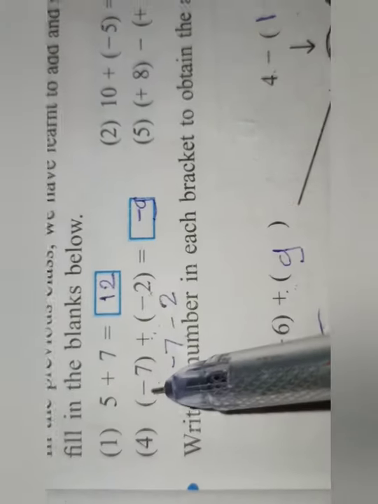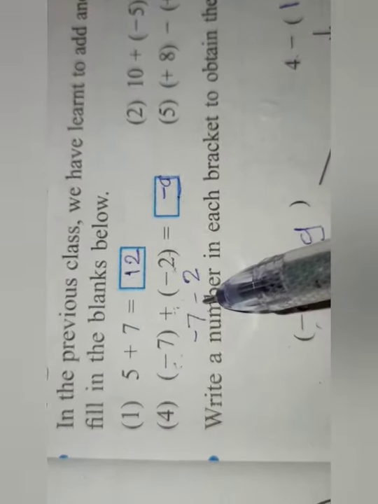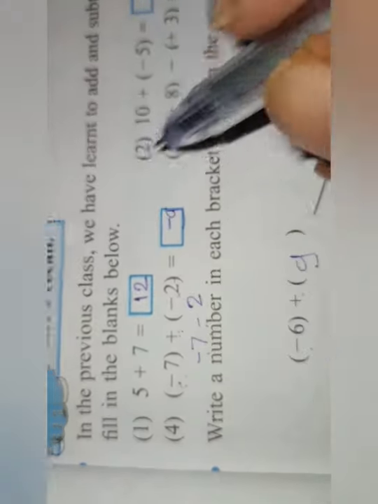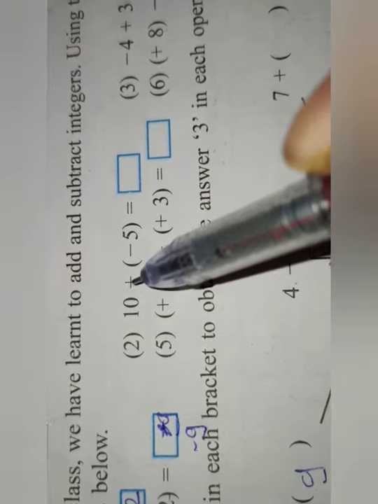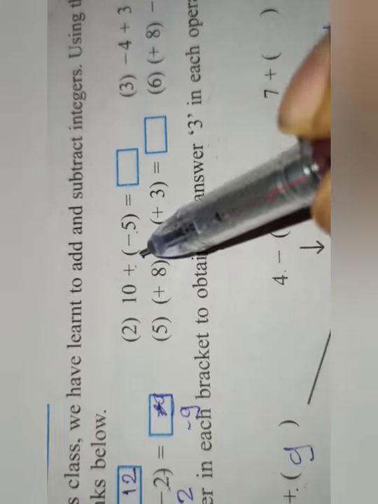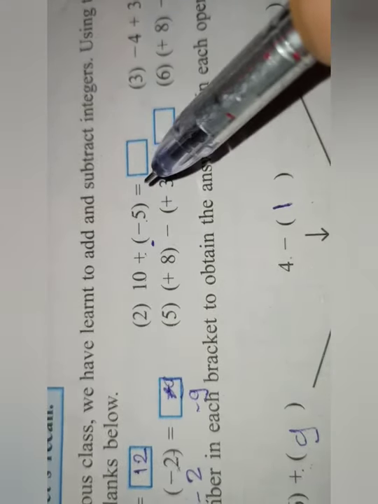Understand? You have all learned this in the 6th standard, guys. It was just a recall. So just complete this activity. Here minus 7 plus minus 2, minus 9. Okay, minus 9. Now see here, 10 plus in the bracket minus 5, plus minus becomes minus. So 10 minus 5, you continue it.